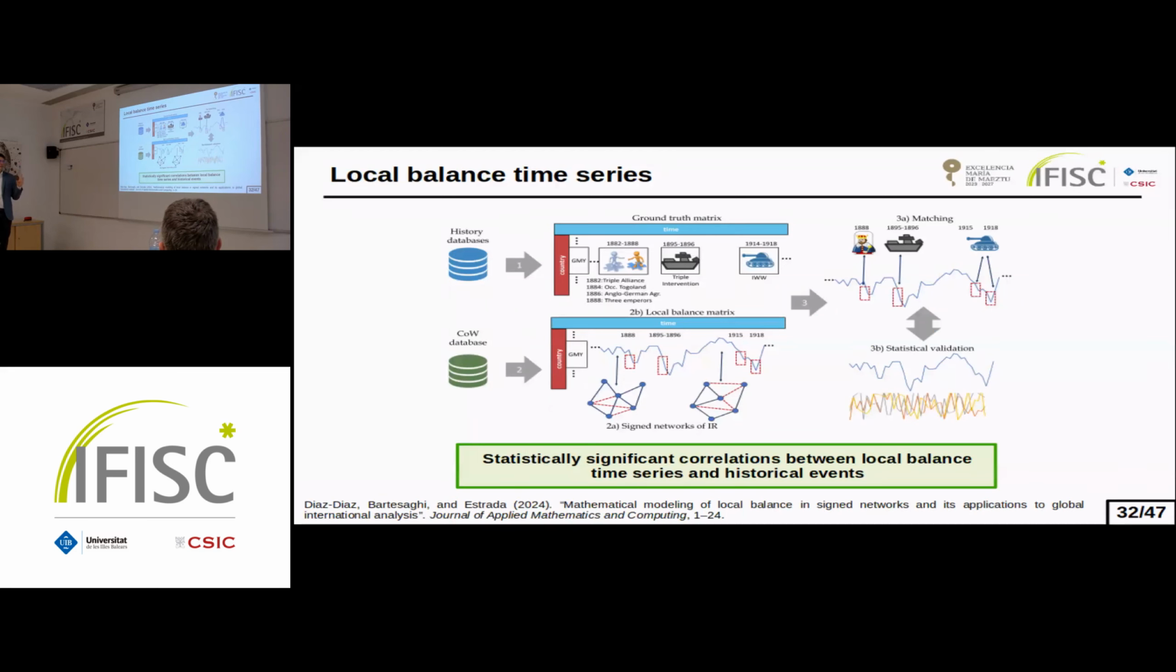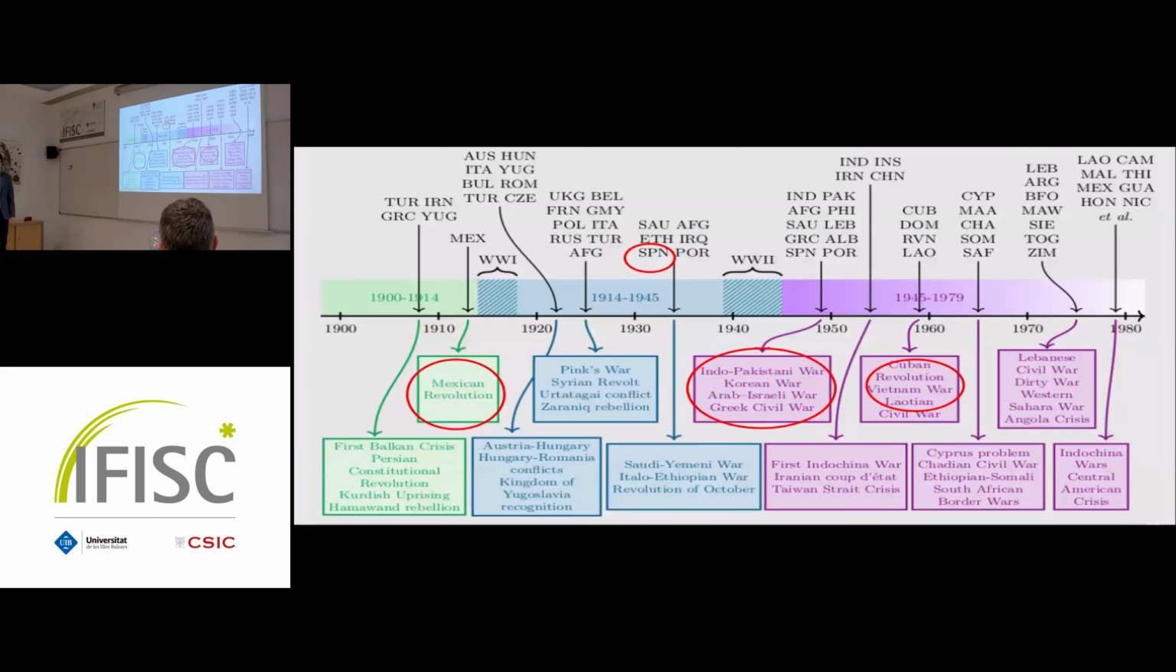and obtained that the correlations in the real data were 10 times stronger and the p-value was essentially 0. So this is telling us that the information contained in the local balance time series, and in particular in its drops and increases, is statistically correlated, has some correlation with the onset of historical events taking place in that country in that year. Which type of events?